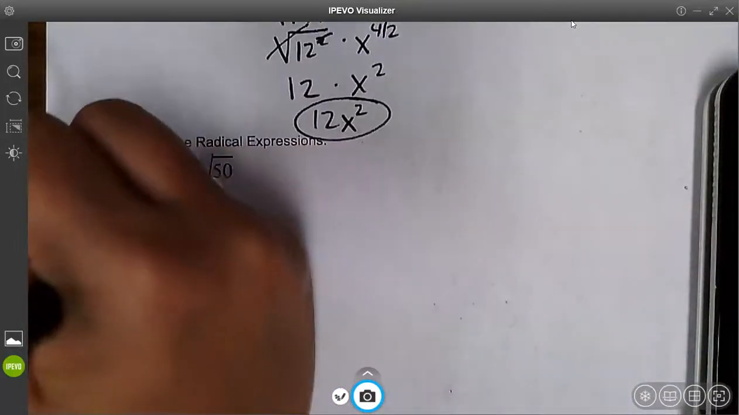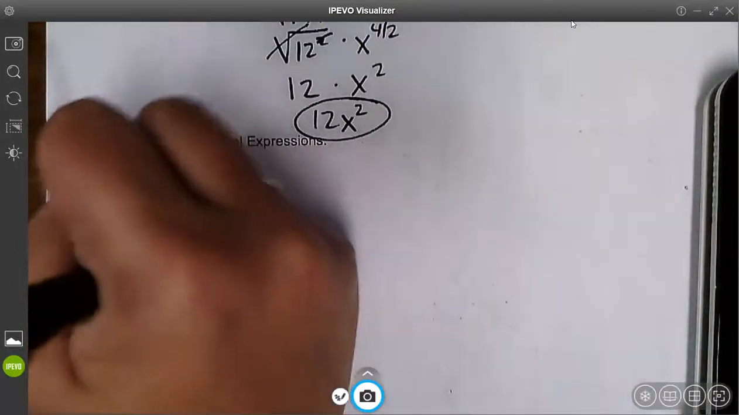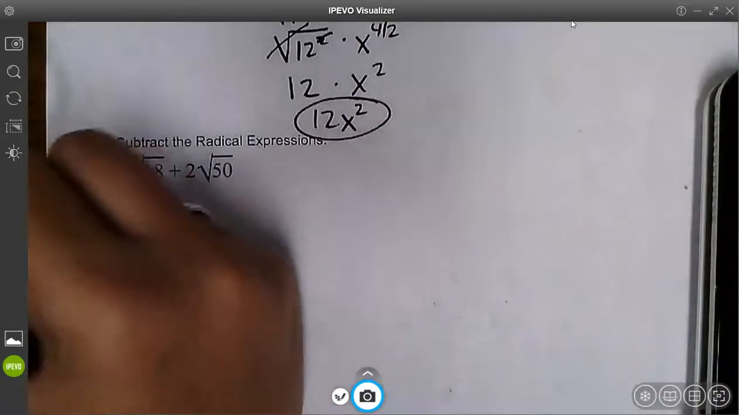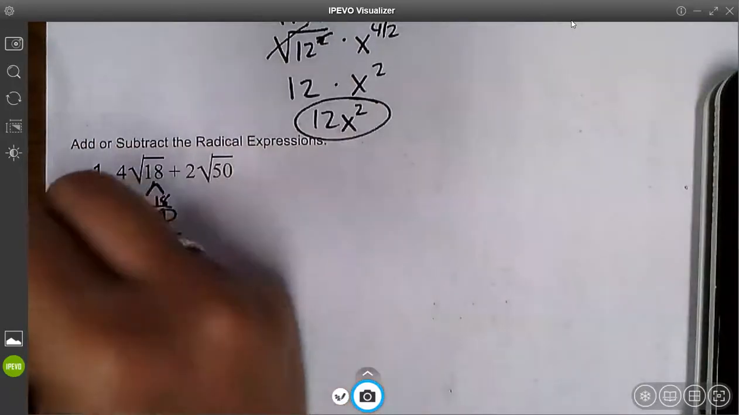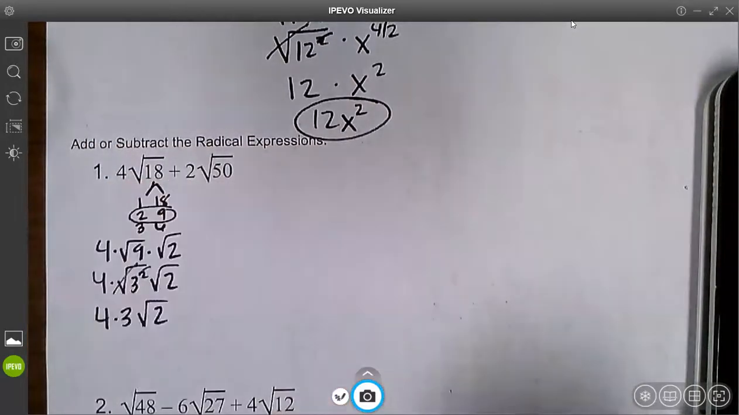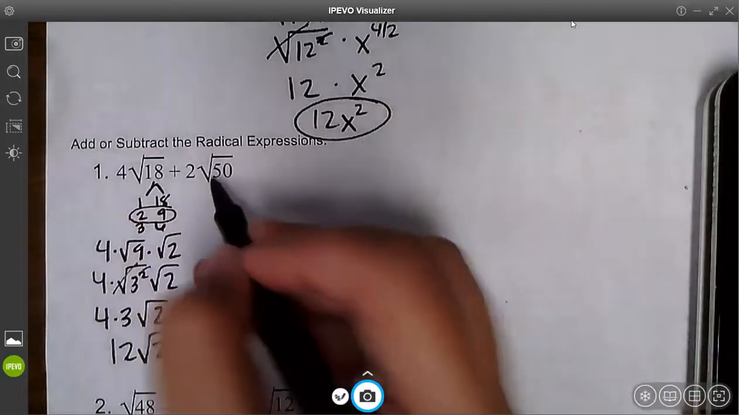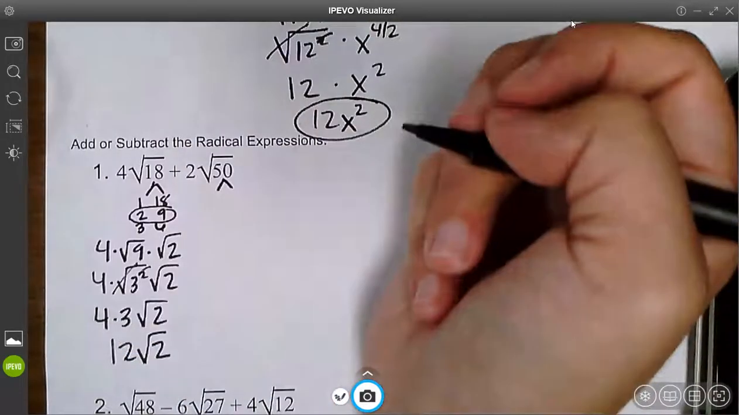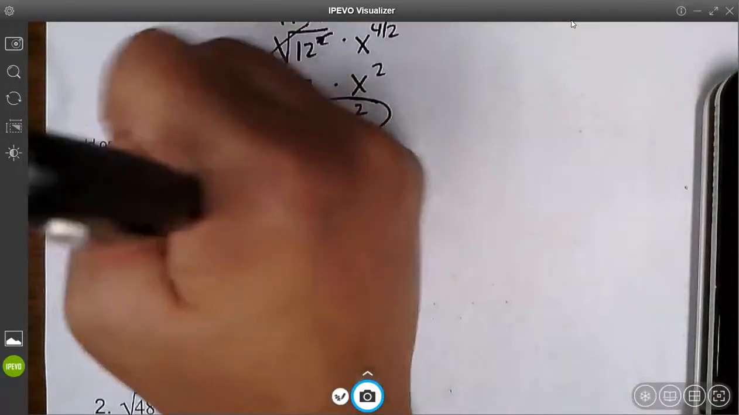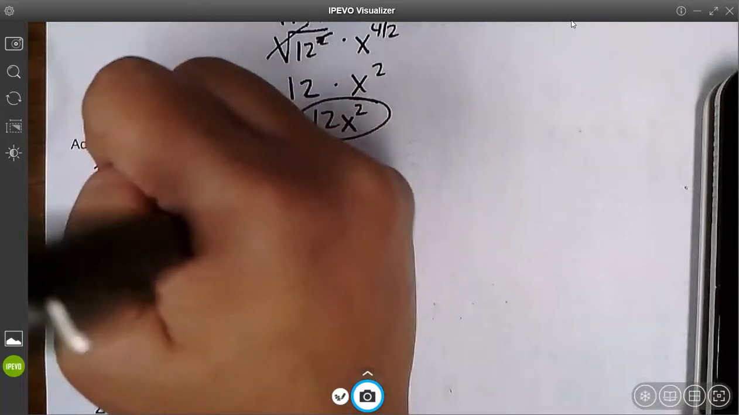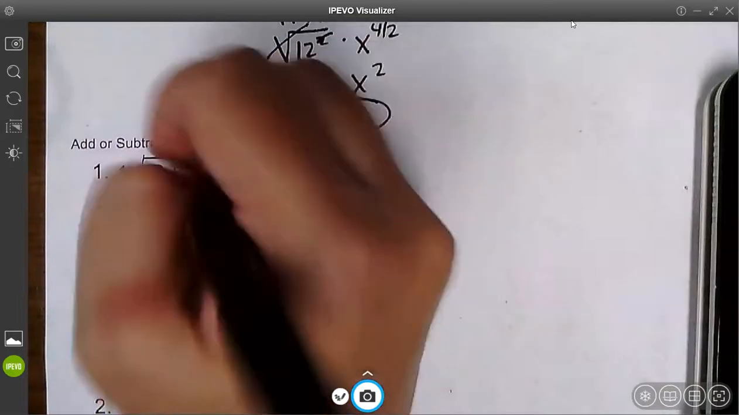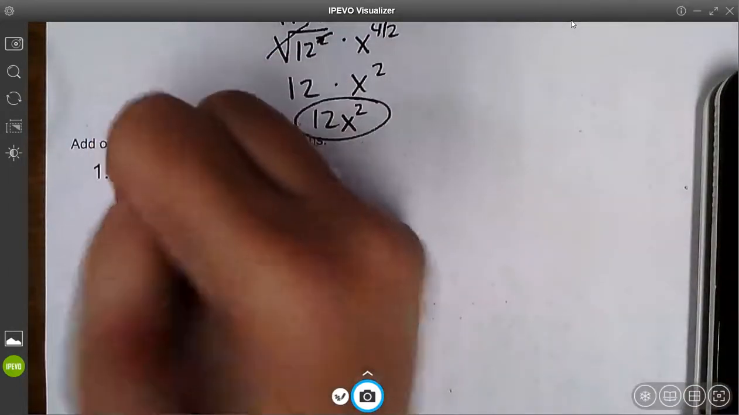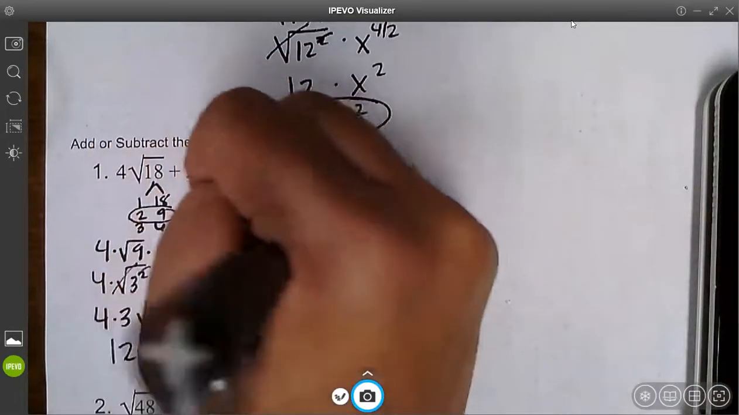So I have 4 times the square root of 9 times the square root of 2. Well, 9 is 3 squared. Square root squareds cancel. I have 4 times 3 root 2, which is 12 root 2. 50 is not a perfect square, but it does have a perfect square factor. 1 and 50, 2 and 25, 5 and 10. My biggest perfect square factor is 25. I still have that 2 out front. So I have 2 times the square root of 25 times the square root of 2.